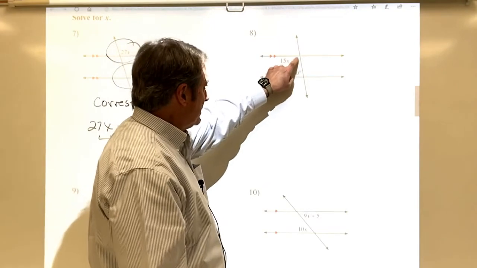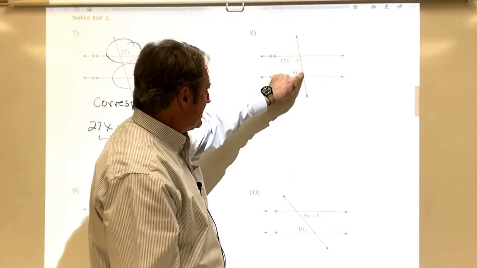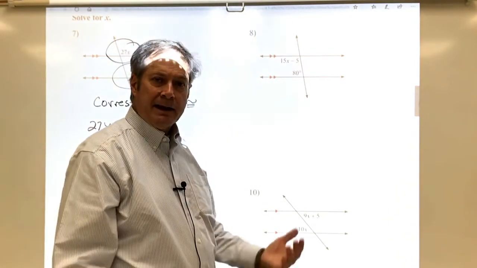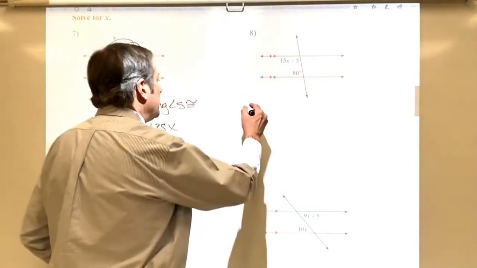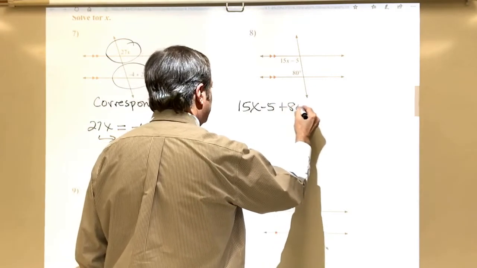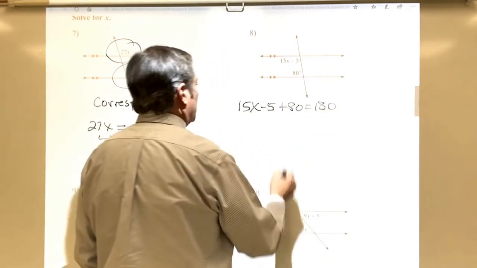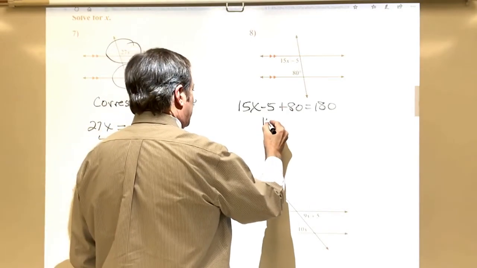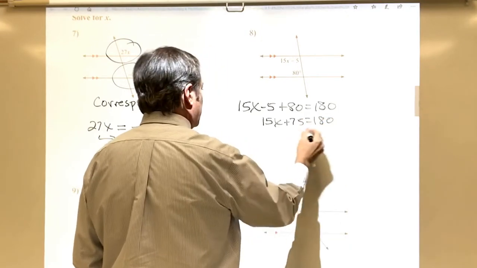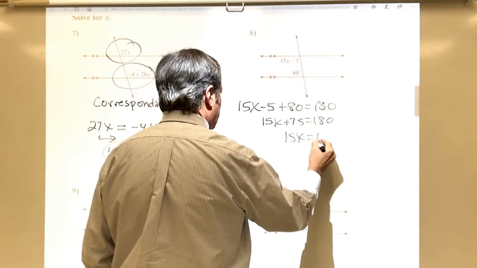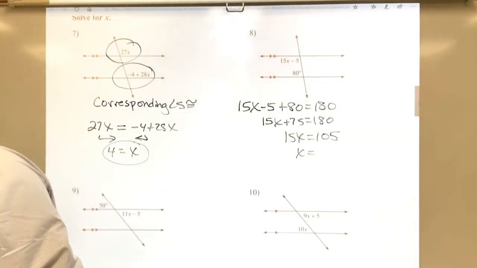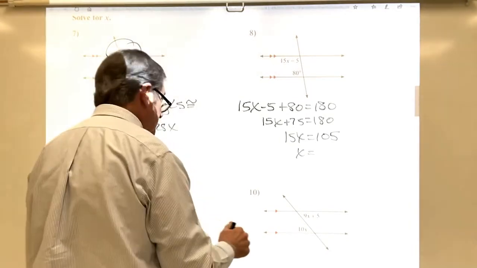All right, example 8. These two angles are the same side. They're on the interior of these two parallel lines. Therefore, they are supplementary, same side interior. So to solve for x here, we're going to do 15x minus 5 plus 80 equals 180. So negative 5 plus 80 is 75. And subtracting 75 from both sides, we get 105 there. And let's see, dividing by 15, what do we get here? We get that x is equal to 7.